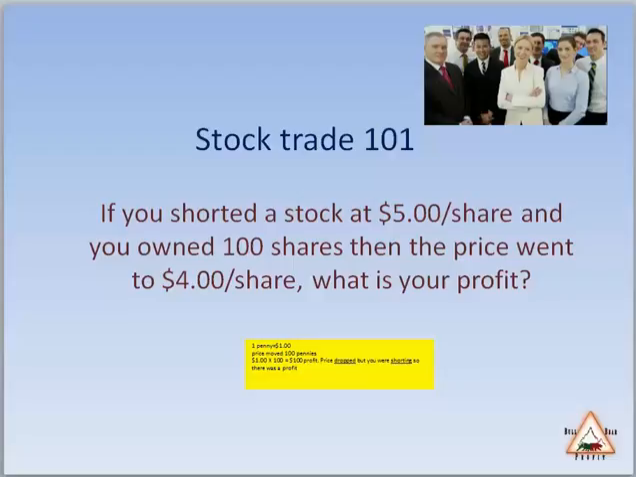Stock Trade 101. If you shorted a stock at $5 and you owned 100 shares and the price went to $4 per share, what is your profit? 100 bucks? Yes, you're correct. If you start with 500, it went down, and so the difference is 100 bucks. You are correct because you're shorting it.